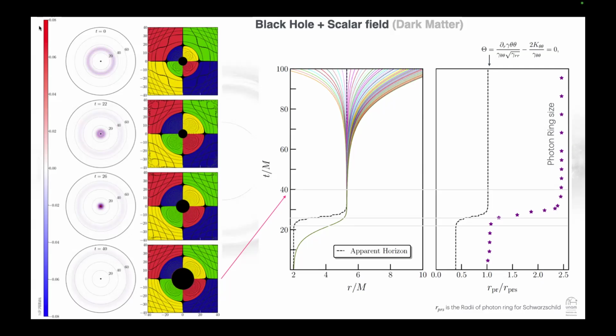And then we can evolve this for a long time if we want. For this reason, we consider only 200 m. This is in time, but in code units.